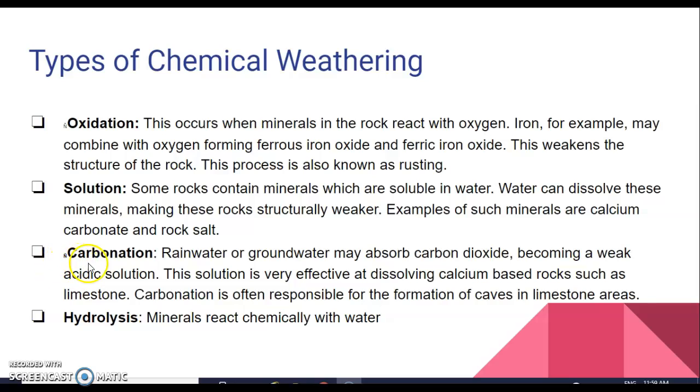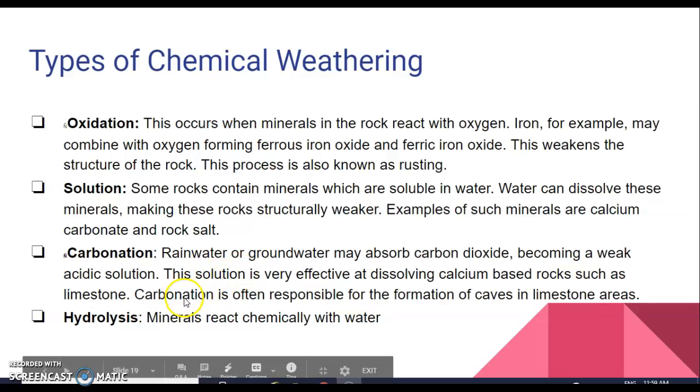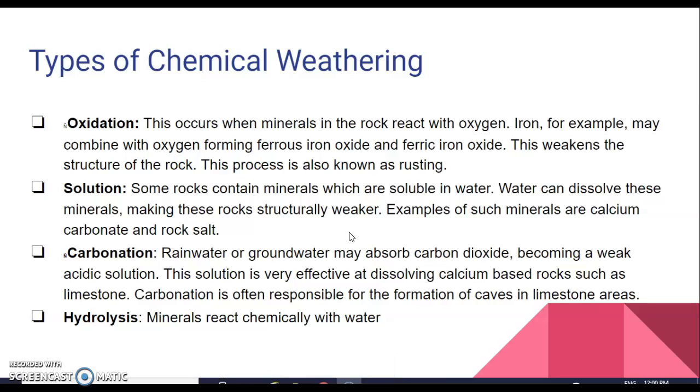The third process we're looking at is carbonation. Carbonation is responsible for the breakdown of limestone rocks in limestone areas. This is because rainwater or groundwater absorbs carbon dioxide from the atmosphere. This creates a weak acidic solution, which dissolves the calcium-based rocks such as limestone, resulting in those features that we find in limestone areas such as stalactites, stalagmites, the formation of caves, and pillars.